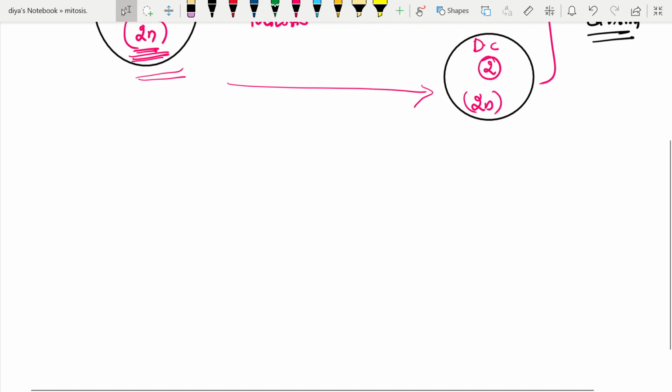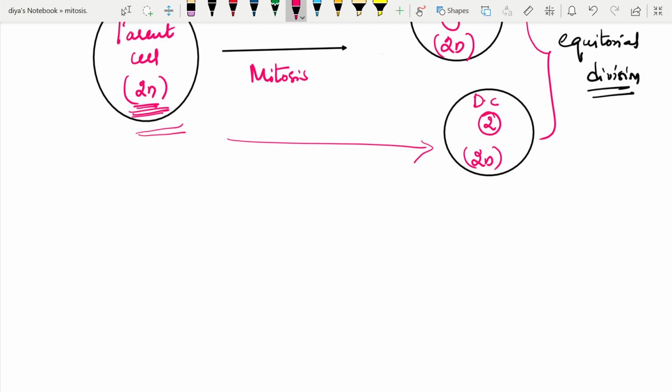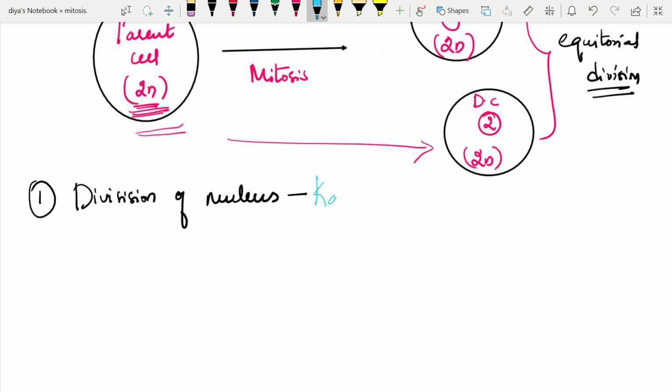First the cell divides its nucleus into two daughter nuclei, and that process is known as karyokinesis. So the first division, the division of the nucleus, is called karyokinesis.